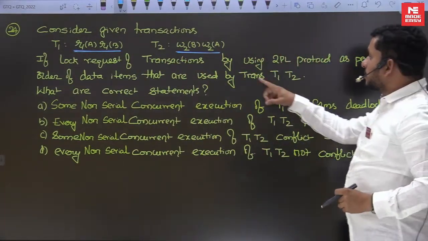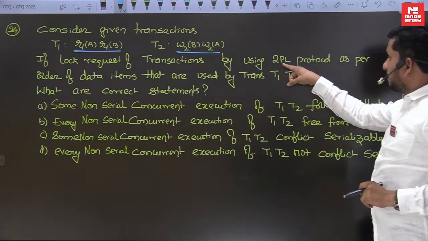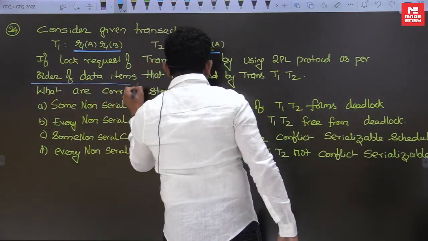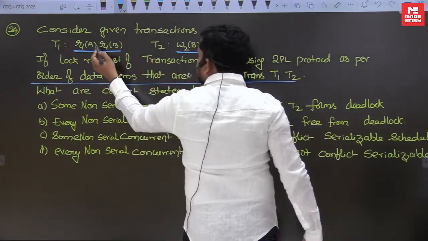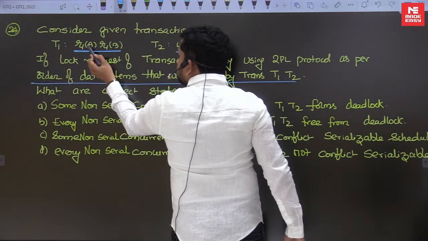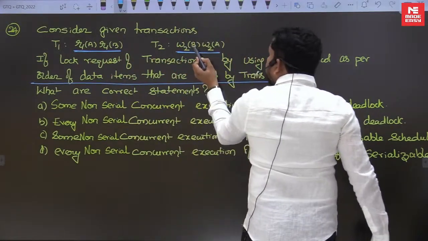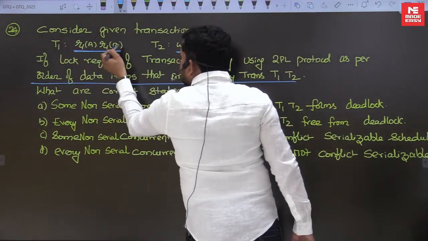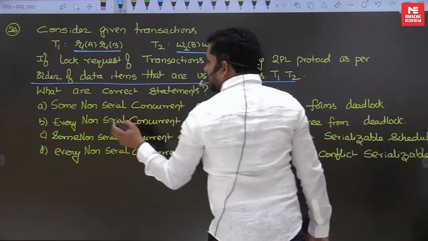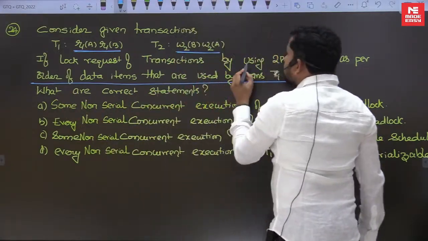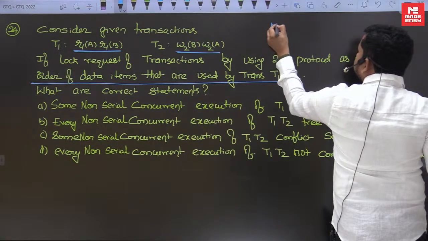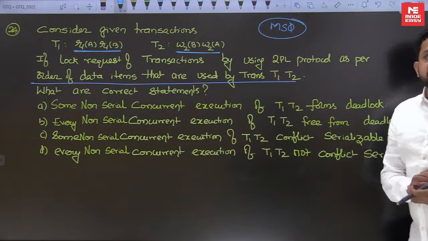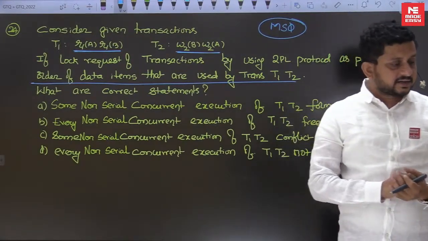If the lock requests of the transactions use the 2PL protocol, as per the order of data items used in the transaction, then A should be requested before B in T1, and B should be requested before A in T2. Whatever order is used in the transaction, in the same order it should be locked. Which of the statements are correct? It is multiple selection. We'll end the session with this question. It's a good question, try to solve it.